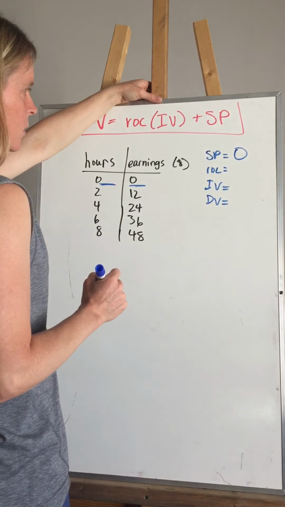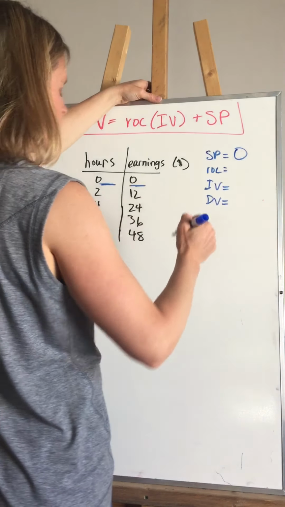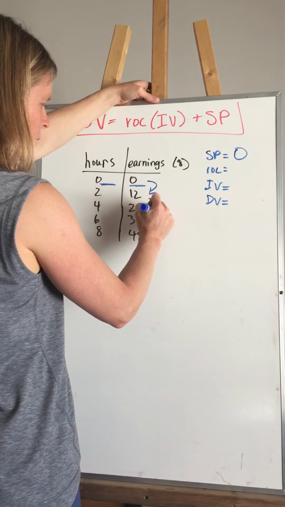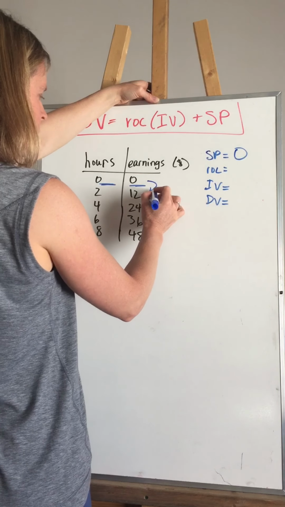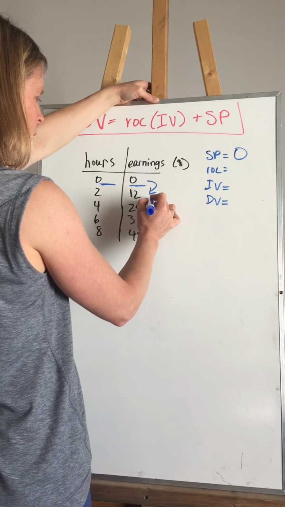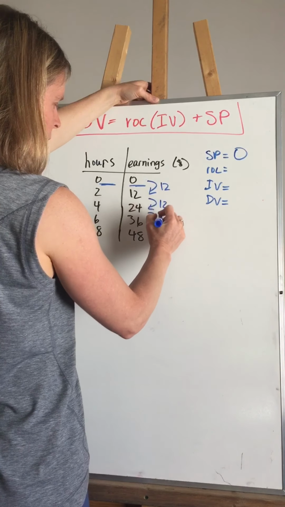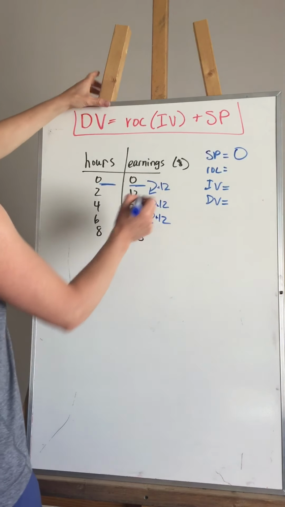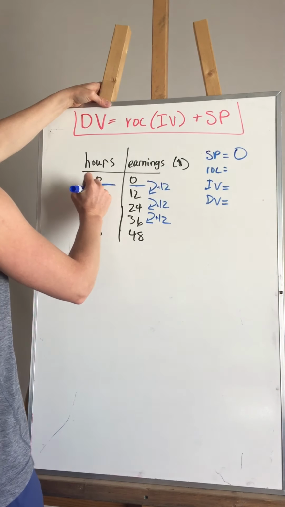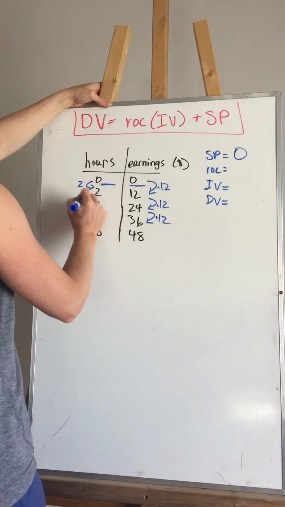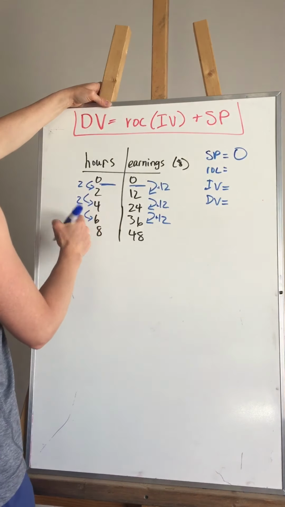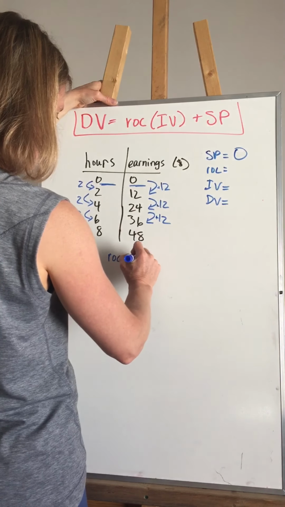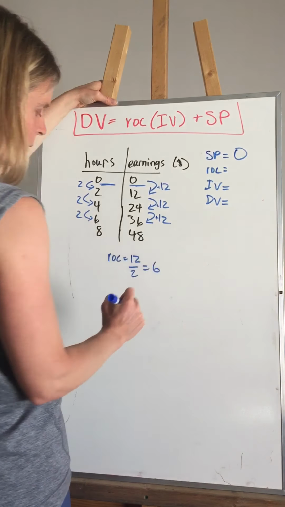Okay, so my starting point is 0. My rate of change, you can do this one of two ways. You can take the difference here. What is this going up by? 12 minus 0, 24 minus 12. This is going up by 12 every time. And then you divide it by what your independent variable is going up by, which is 2. So my rate of change would be equal to 12 divided by 2, which is 6.